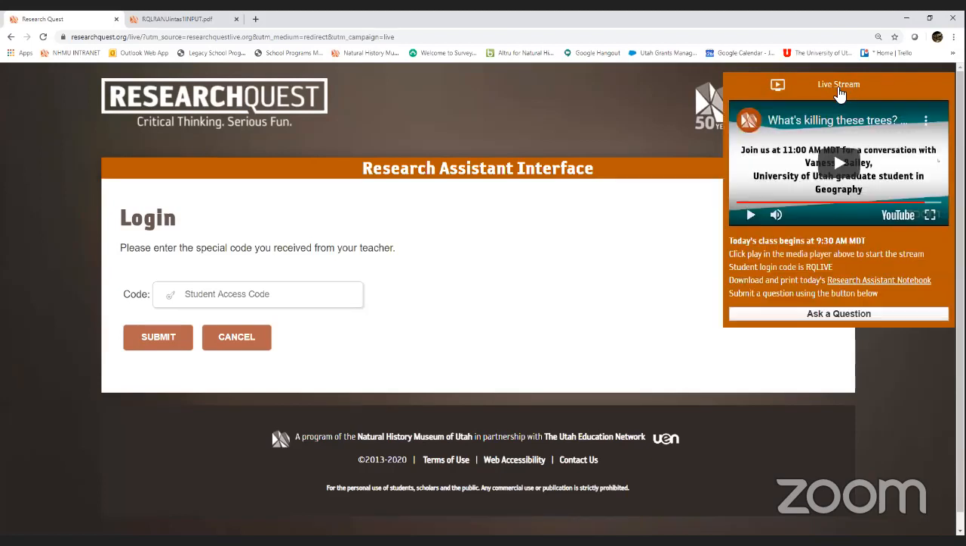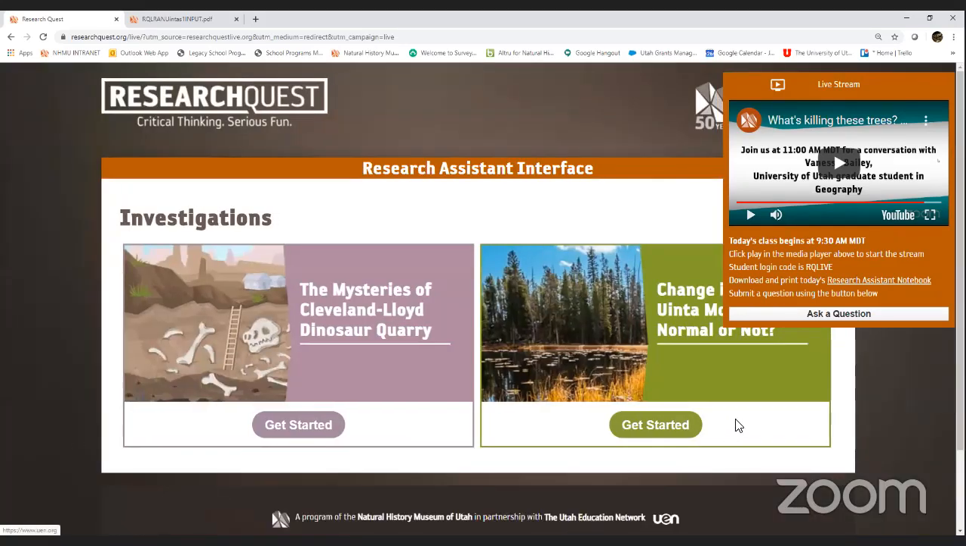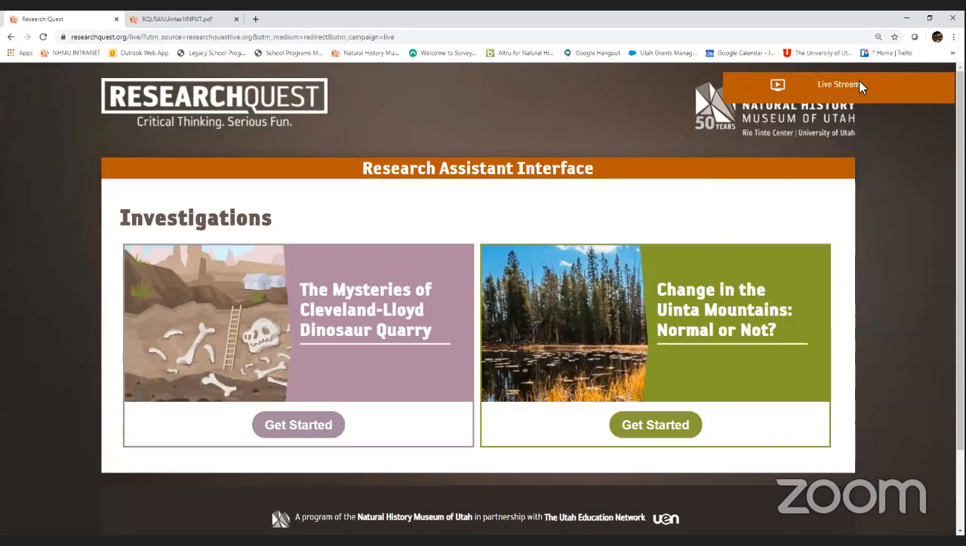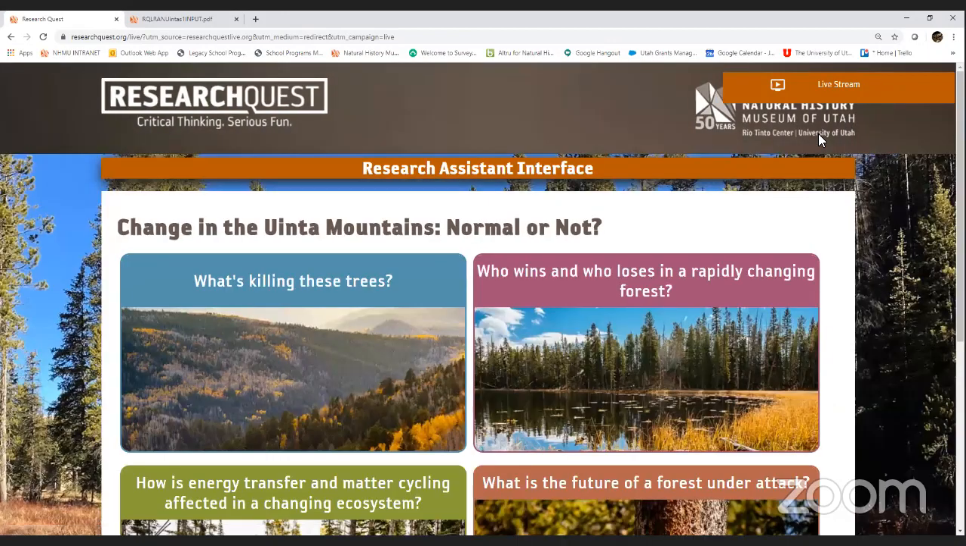All right, so that's the viewer, the Research Assistant notebook. I'm going to go ahead and log in now. Here's my code. I'm going to hit submit. And here I am now in Research Quest. So we are going to be working on change in the Uinta Mountains. We're going to be clicking on that one.